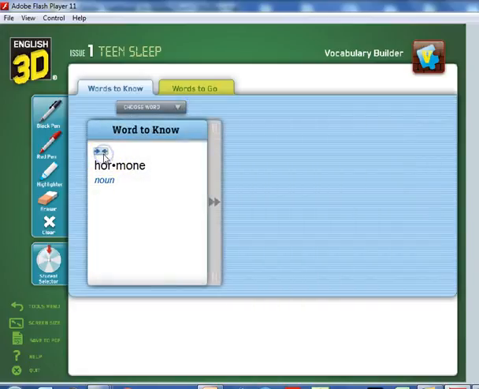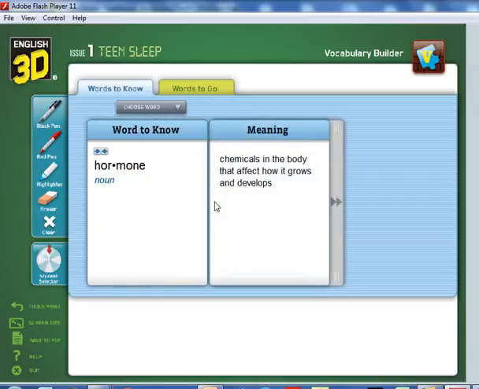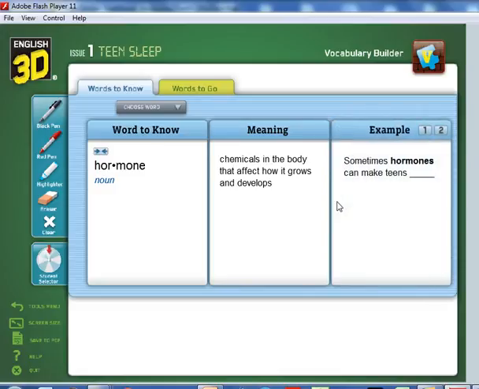Hormone. Hormone is a noun. Chemicals in the body that affect how it grows and develops. Sometimes hormones can make teens act rudely to their parents. But not you, because I know you're an angel. Sometimes hormones can make teens feel very emotional.